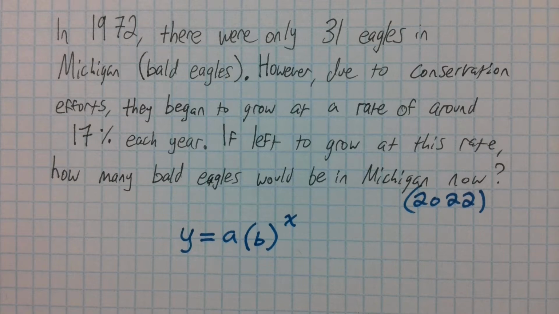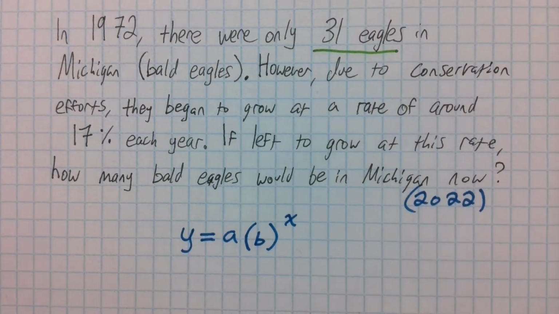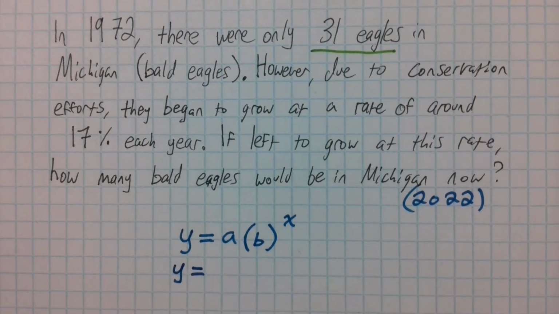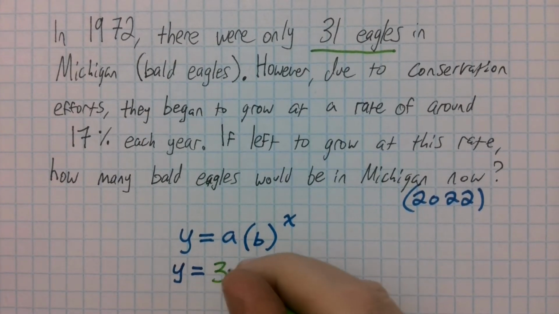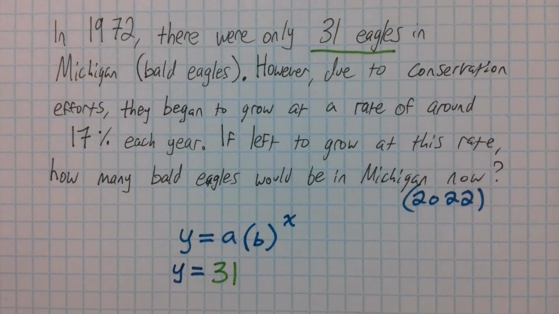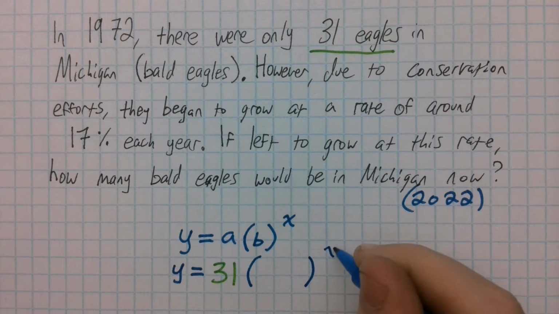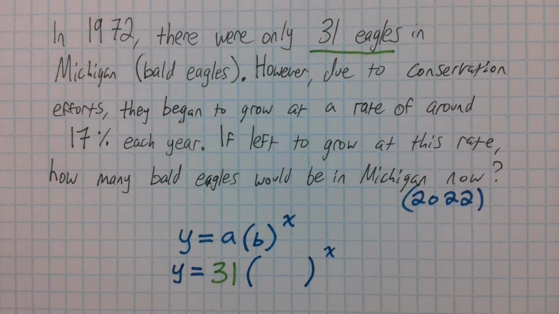Well, we started with 31 eagles. So that's going to be our a value. Y equals 31 times b to the x. But here's where we encounter our first little problem. It's a problem where we have to figure out what is realistic.